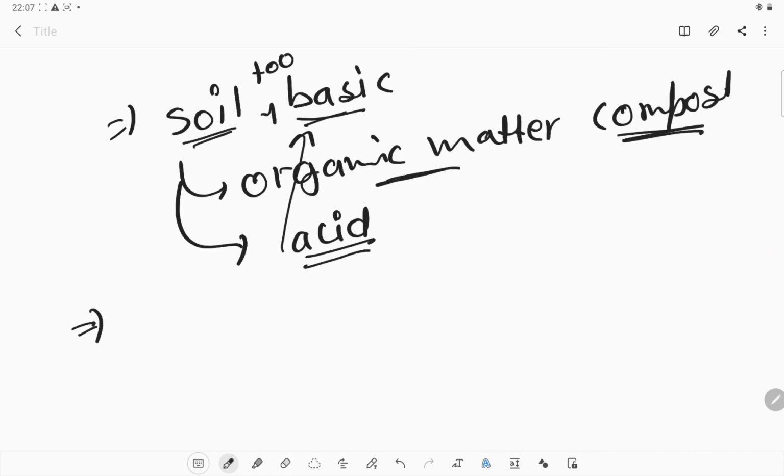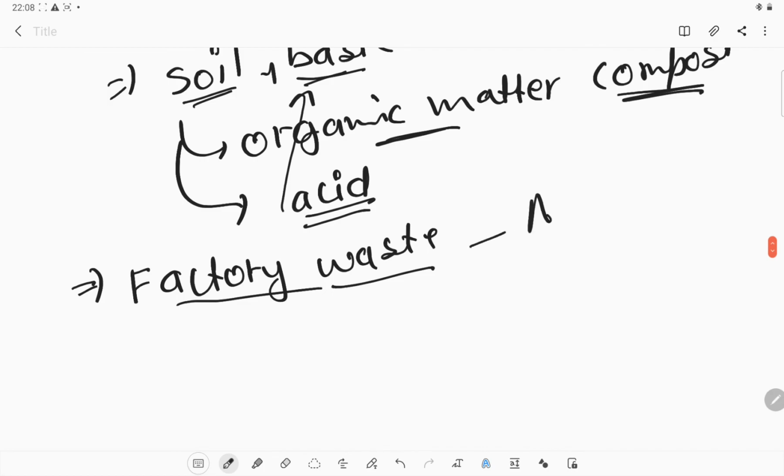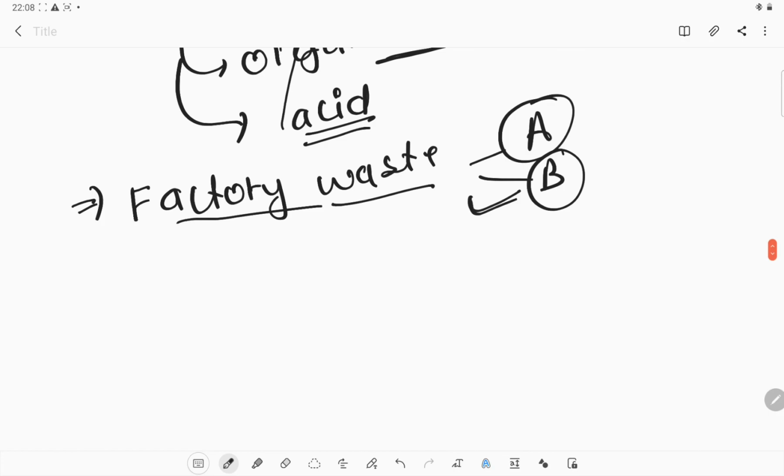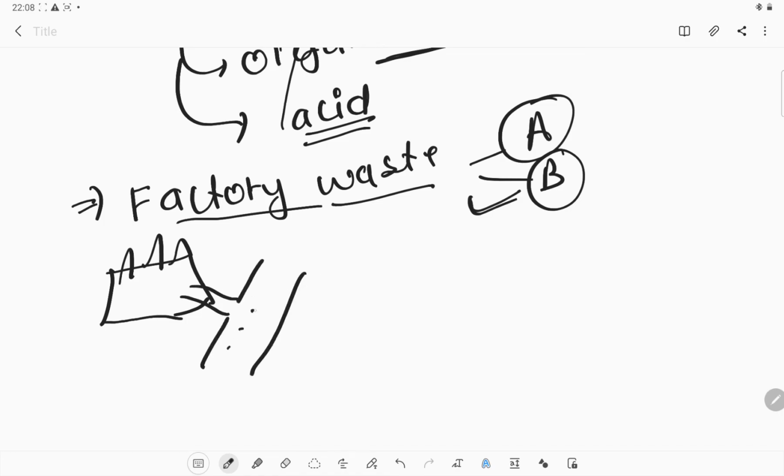Okay, where else do we require it? Like in factory waste. The factory waste can be acidic as well as basic. We cannot say that factory waste is always only acidic, or only basic. No, it can be acidic, it can be basic. What a factory normally does, this is a factory, and it releases all its waste into the river, and because of that the fishes or other animals which live in that water get affected.